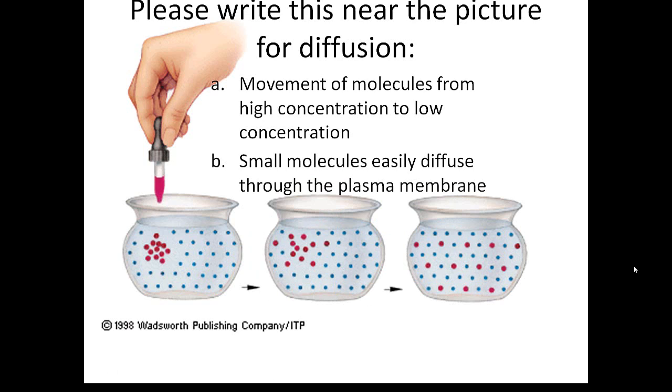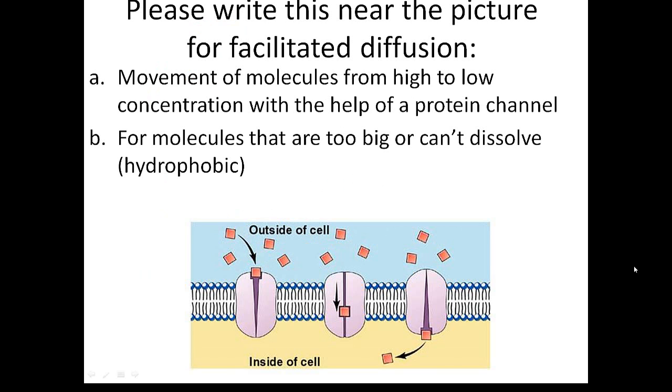Small molecules, now thinking back to cell membranes, like to go through the plasma membrane this way, very easily from high to low. We have problems though if we have a molecule that's too big or something that doesn't dissolve in water, because remember outside and inside your cells are water-based.